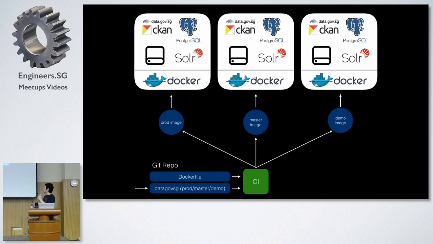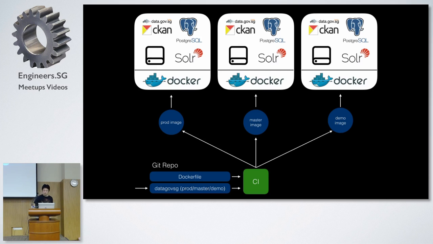And so whenever we push code to our Git server, it notifies our CI server, which then takes the Docker file and the branch of code that was pushed and combines them together to create the appropriate image, and then takes that image and pushes it out to the appropriate server.